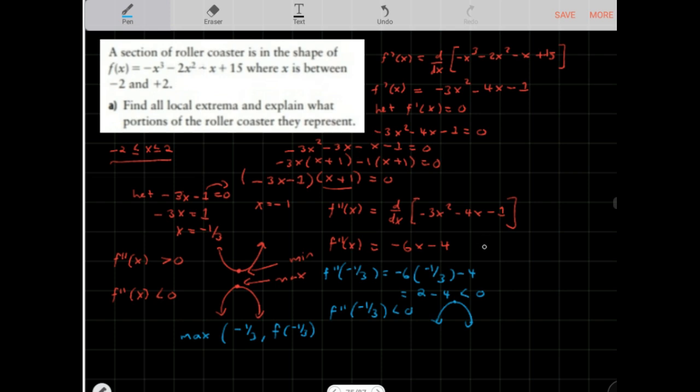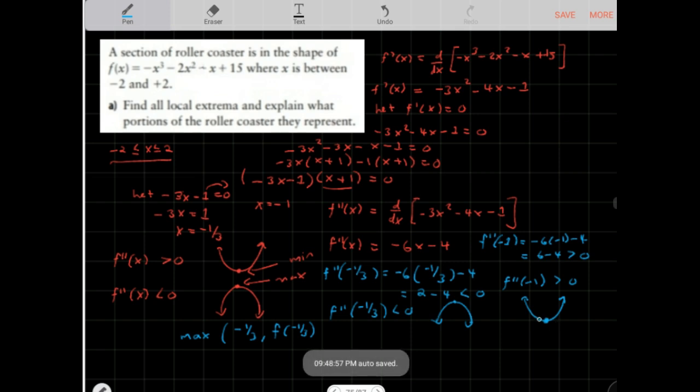Let's also test f double prime of negative 1. If I plug that in, I get negative 6 times negative 1 minus 4, which is 6 minus 4, which is greater than 0. So f double prime of negative 1 is greater than 0, so this tells us concave up, and because it's a critical number, it's going to occur as a minimum. Okay, so there should be a local minimum at negative 1 and f of negative 1.